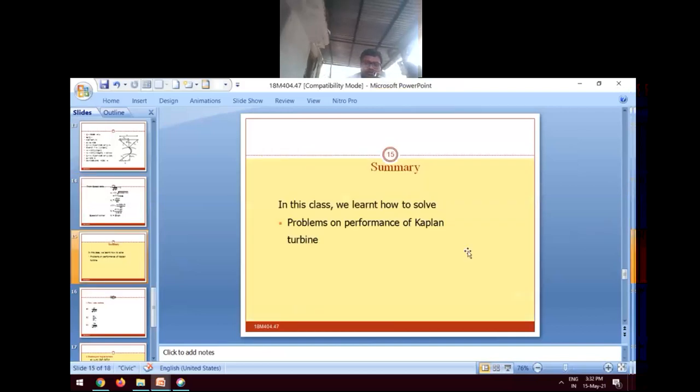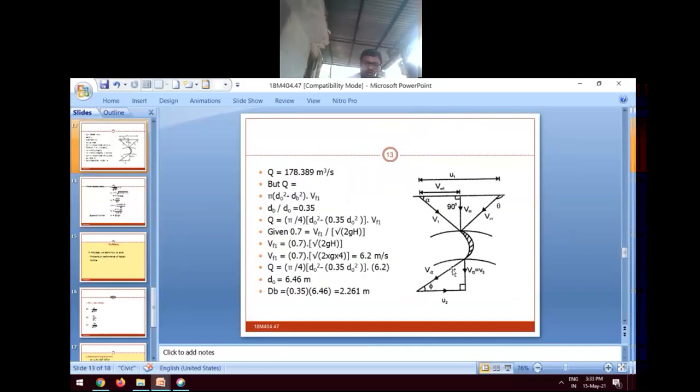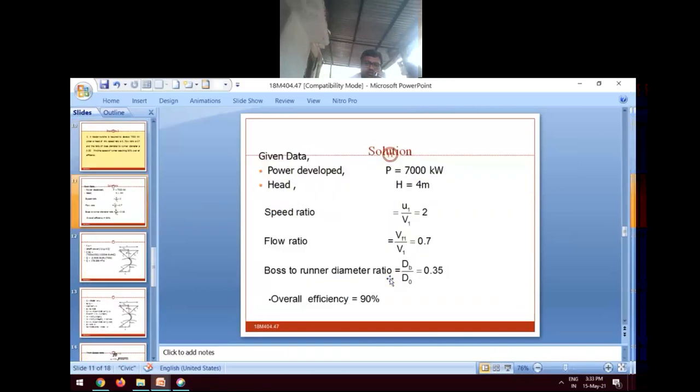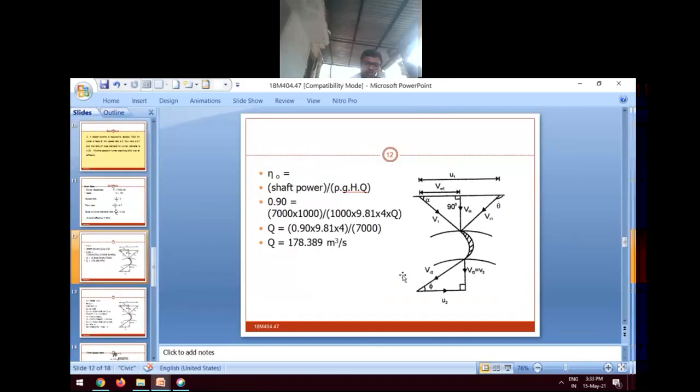Okay, this is about the calculation of the speed of the runner as well as the diameter of the boss, the runner diameter, and the discharge, using this given data. This is about today's class.